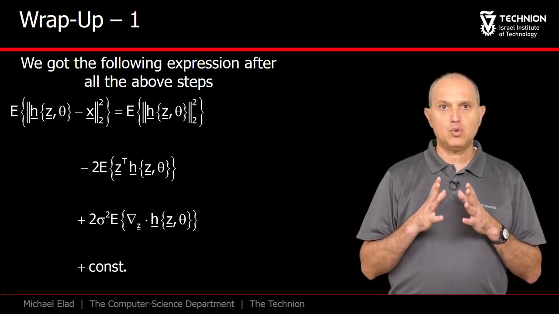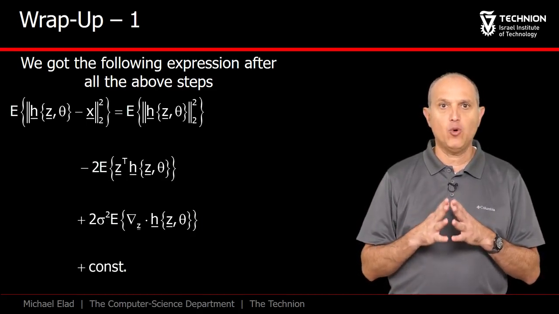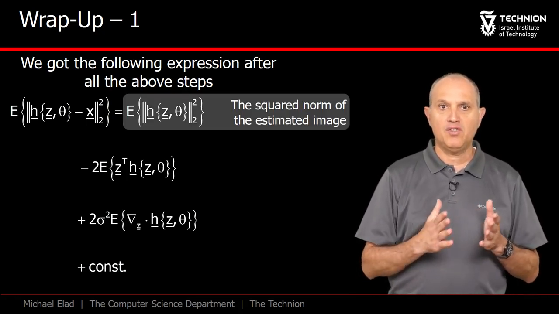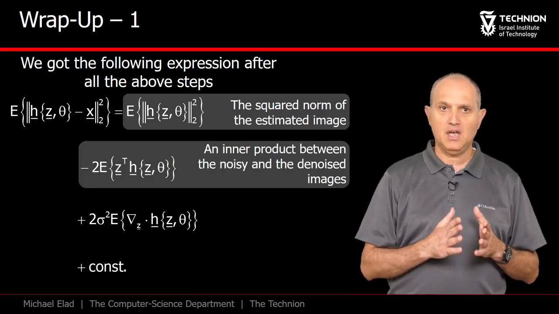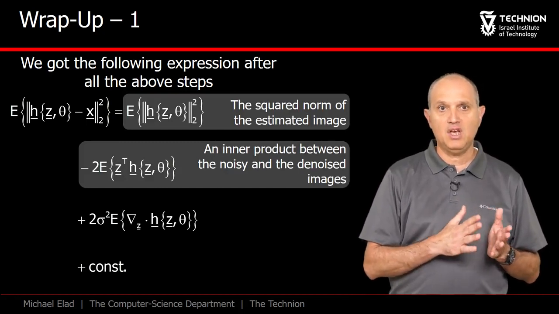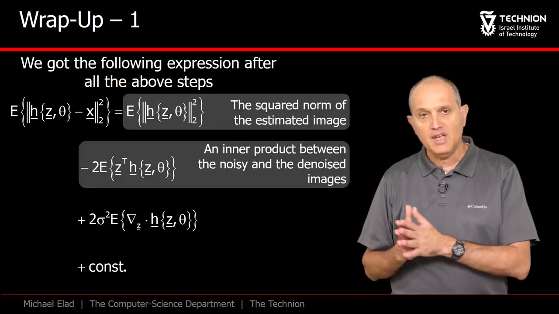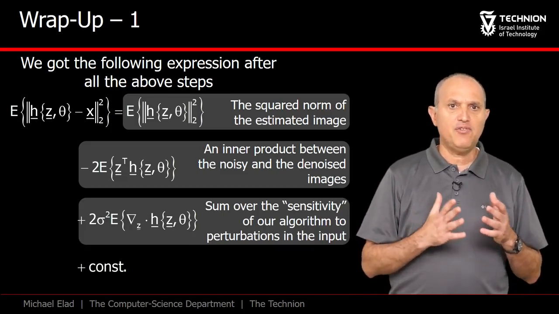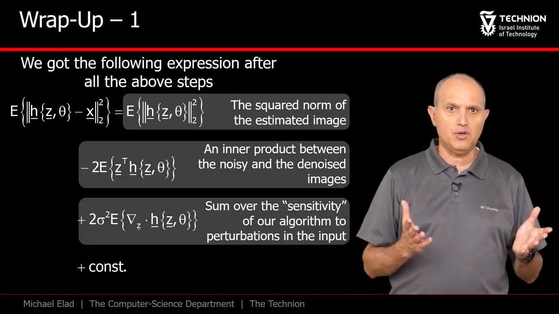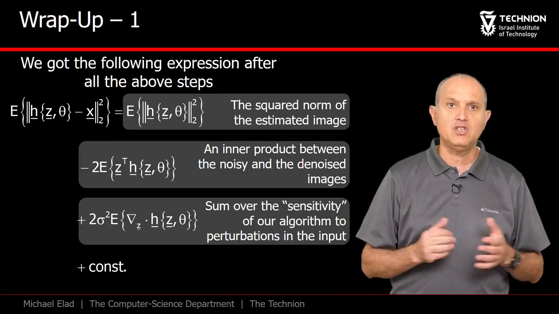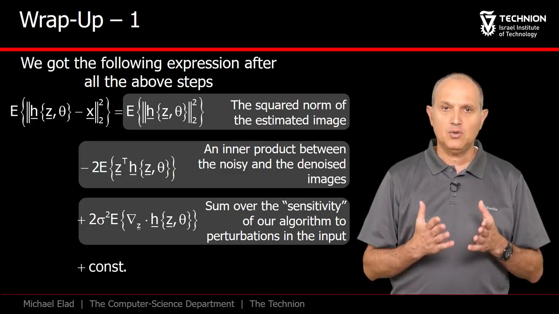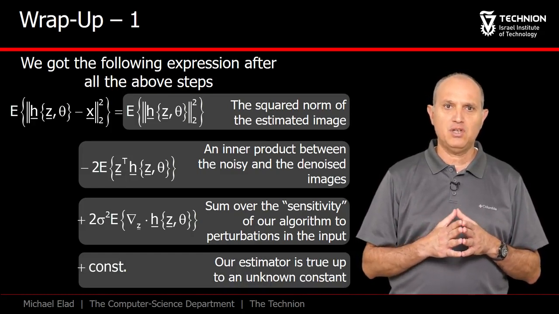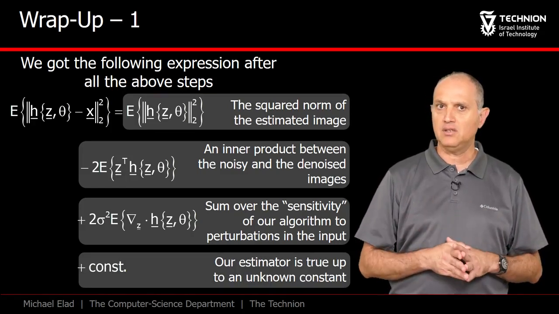The error we so much want to evaluate is built of 4 pieces. The first is easy, as it is the norm of the denoiser output. The second is just as easy, being the inner product between the denoiser input and output. The third is a bit of a challenge, being the divergence of the denoiser, or in plain words, the sum of all its partial derivatives with respect to its input. The last part is a constant, which does not depend on theta and thus can be disregarded.